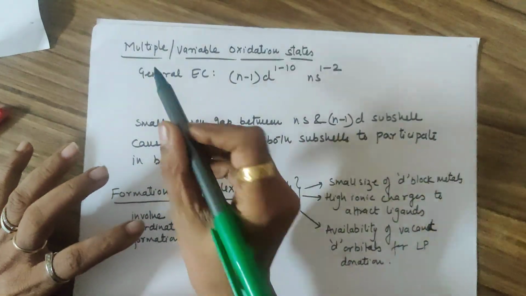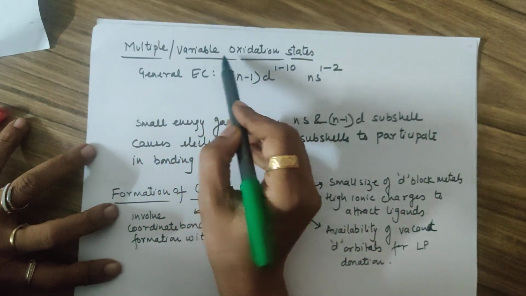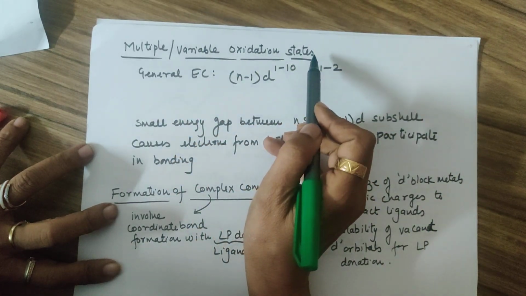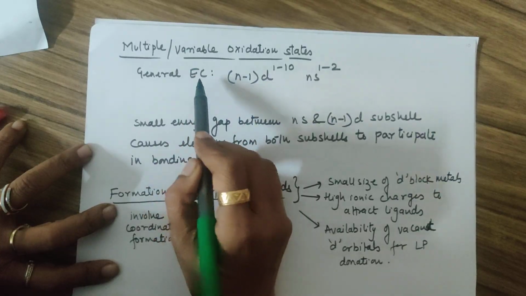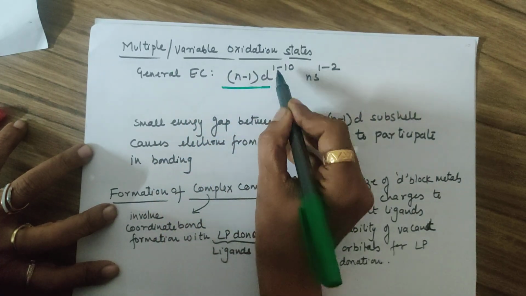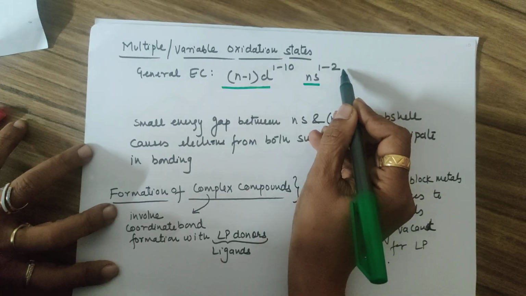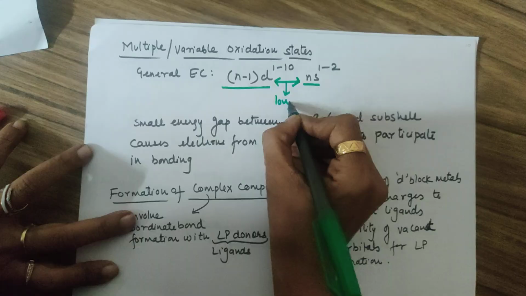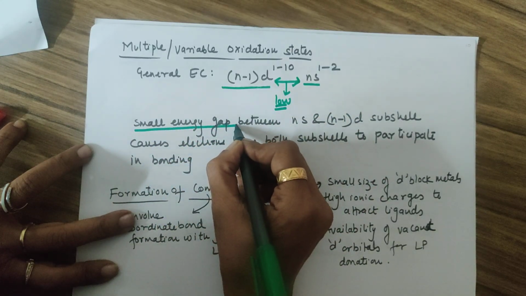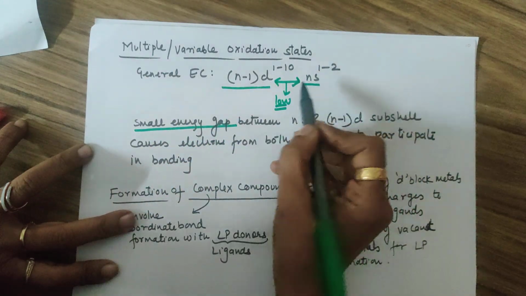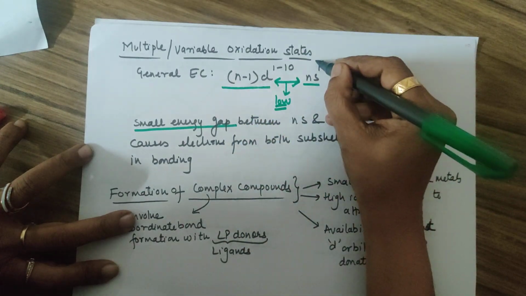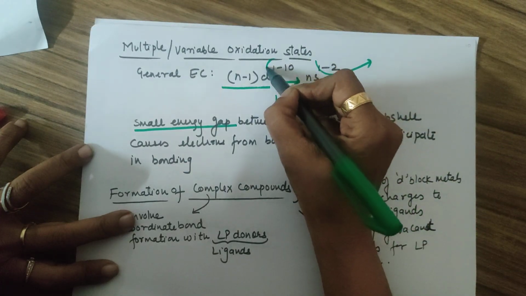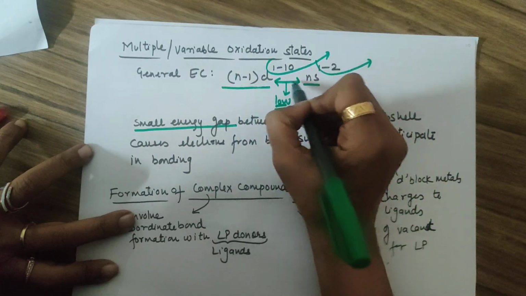Moving on to the next important property, which is multiple or variable oxidation state. Transition elements are found to show a variety of oxidation states. The reason is the general electronic configuration is (n-1)d has 1 to 10 electrons and the outermost s has 1 and 2 electrons. Now the energy gap between these two is very low. A very small energy gap is between ns and (n-1)d. So these electrons can be easily lost because they are outermost, but these electrons can also be lost because the energy gap is very low.